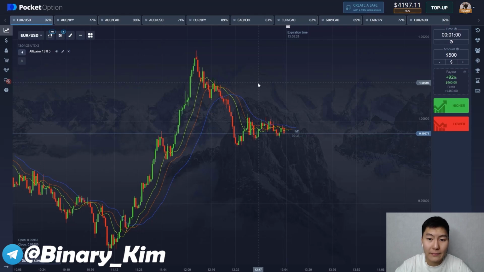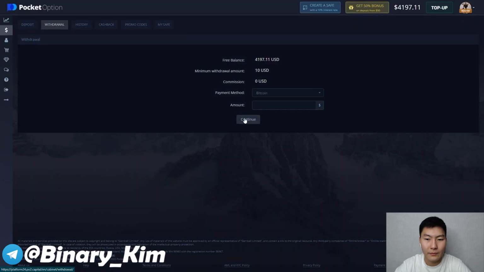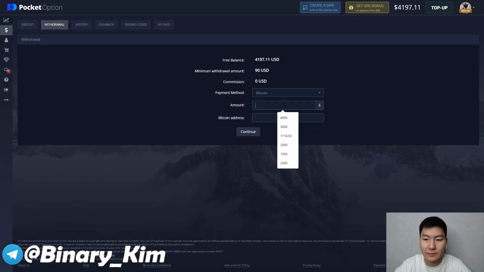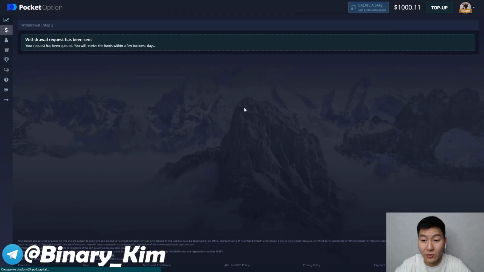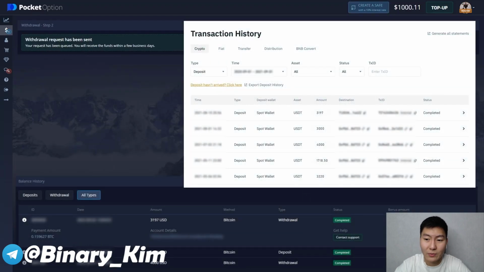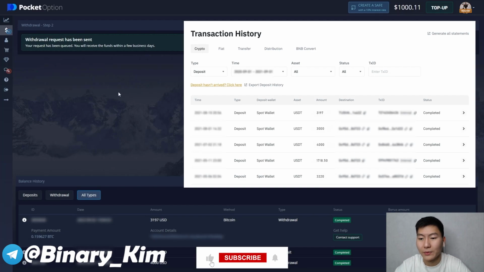Considering the fact that we started with $1,500. And let's finally move to the withdrawal. We are going to withdraw to my Bitcoin wallet. And let's withdraw $3,197 to keep the exact amount on the balance. Press the continue button. That's it guys, our transaction is processing and I guess I'll show the screen with the successful withdrawal. Thanks for watching, good luck in trading, bye bye.